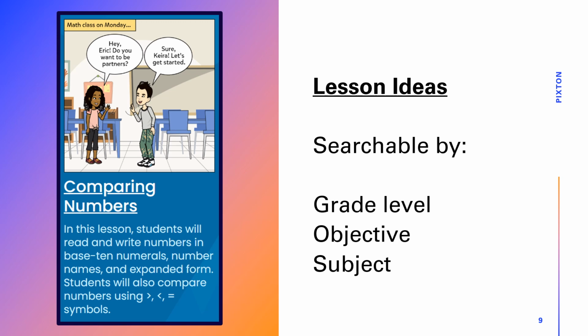For example, teachers can choose between grade 1 and grade 12. They can search objectives such as analysis, argument, critical thinking, language skills, narrative, and they can search by subject area, for example, civics, ELA, history, math, and science, and many more. An example is shown to the left of one of the lesson ideas that aligns with 4th grade math standards.